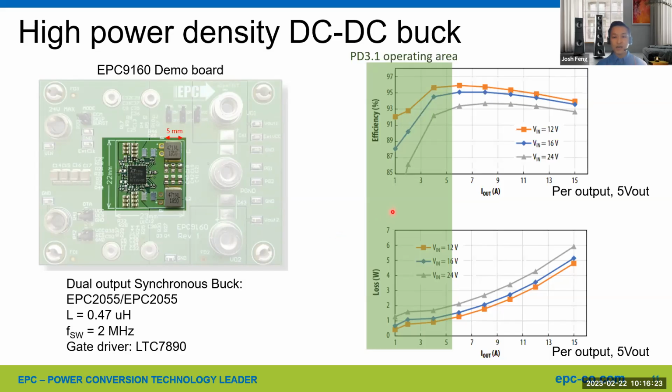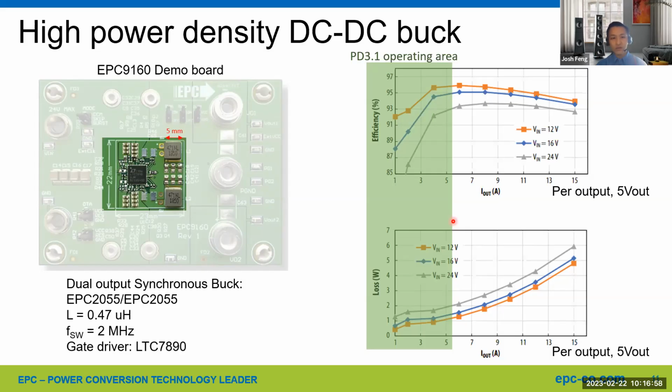On the right-hand side, I highlight the most likely PD operating area, which is typically up to 5 amps. In this case, you are able to get a good 93% efficiency from, for example, 24 volts or higher to a 5-volt output, and the power loss is about 2 watts or less. If you want to improve efficiency further, you can potentially reduce the switching frequency.